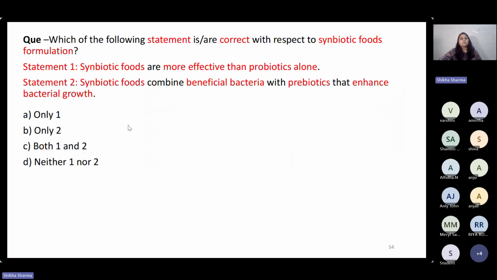Okay, so here is the statement regarding synbiotic foods. Statement 1 says that synbiotic foods are more effective than probiotics alone, and synbiotic foods combine beneficial bacteria with the prebiotics that enhance the bacterial growth. This question, anyone who would like to answer?